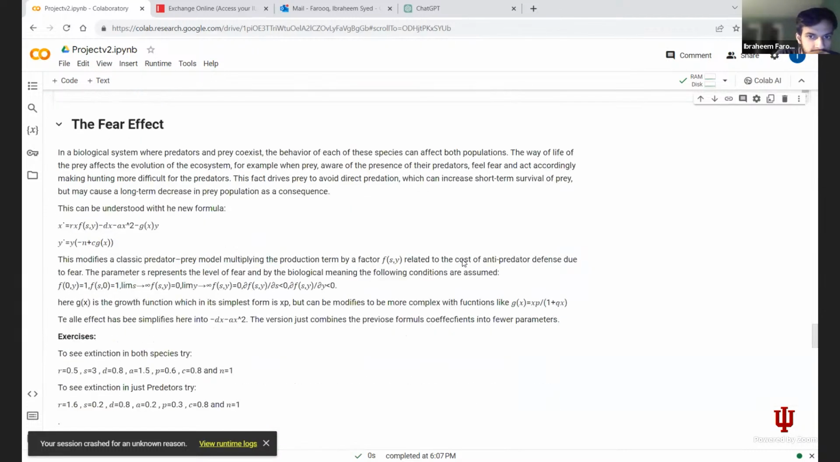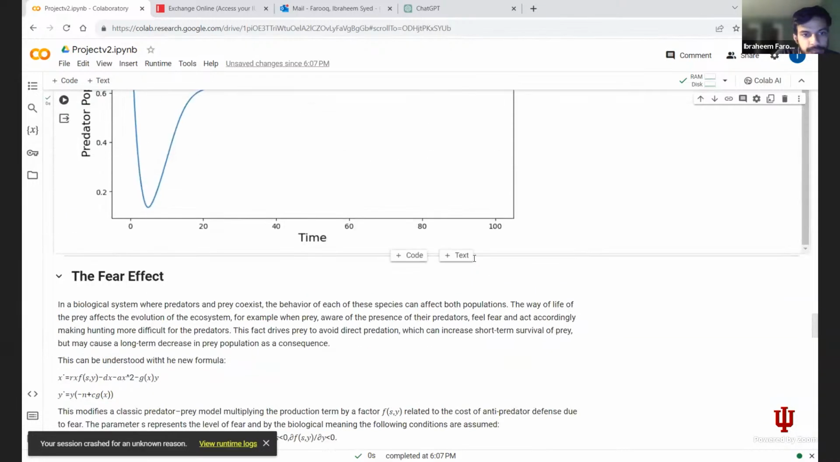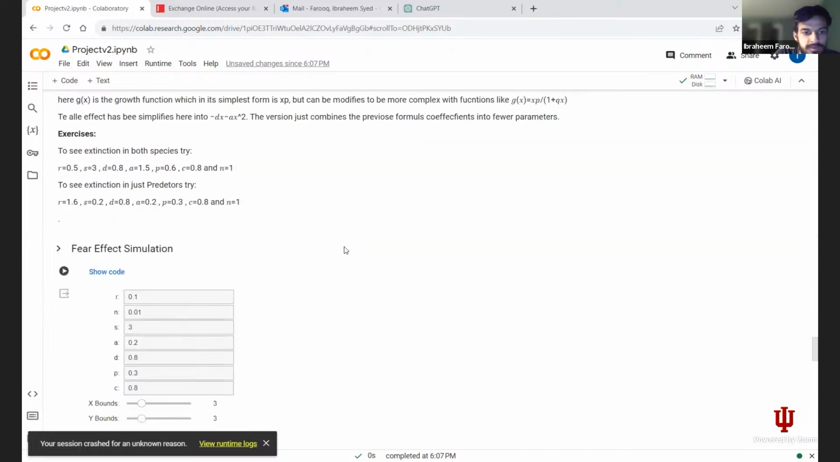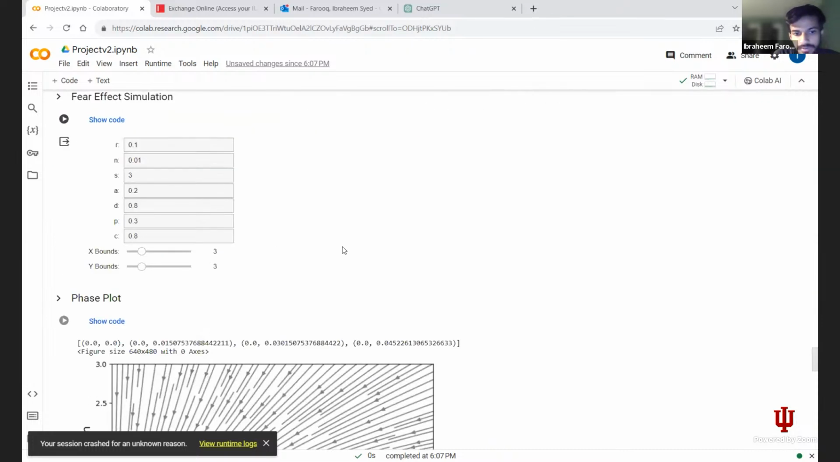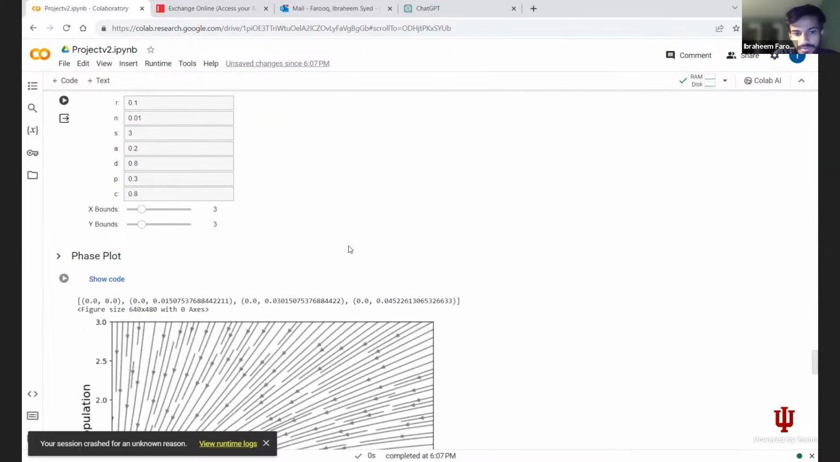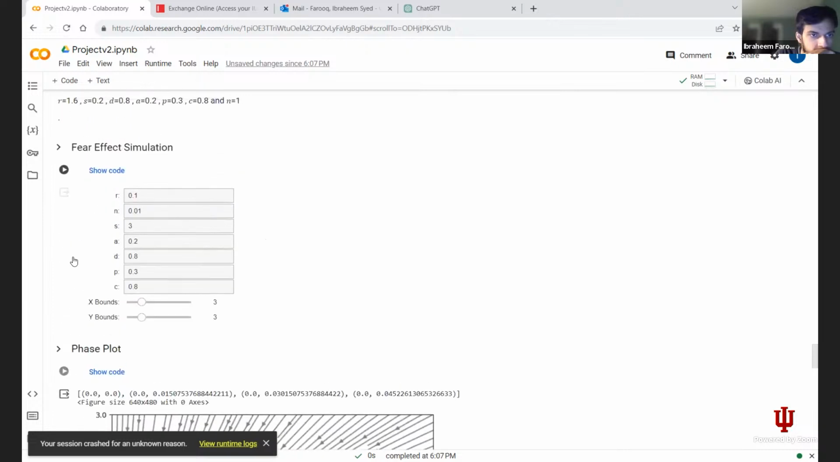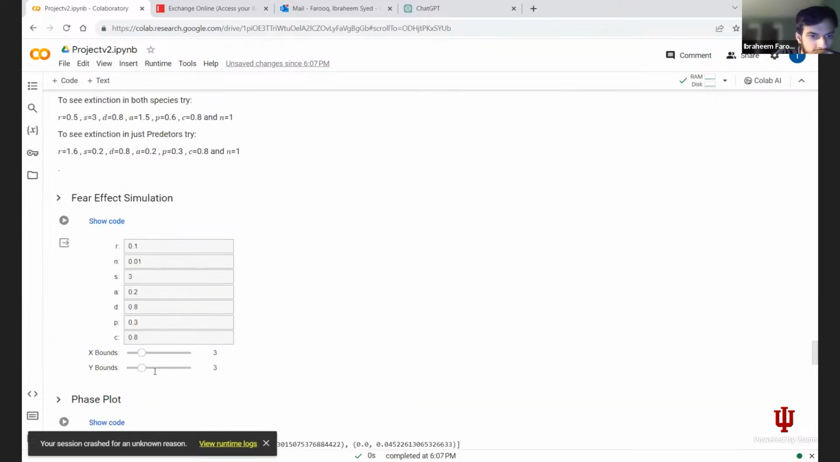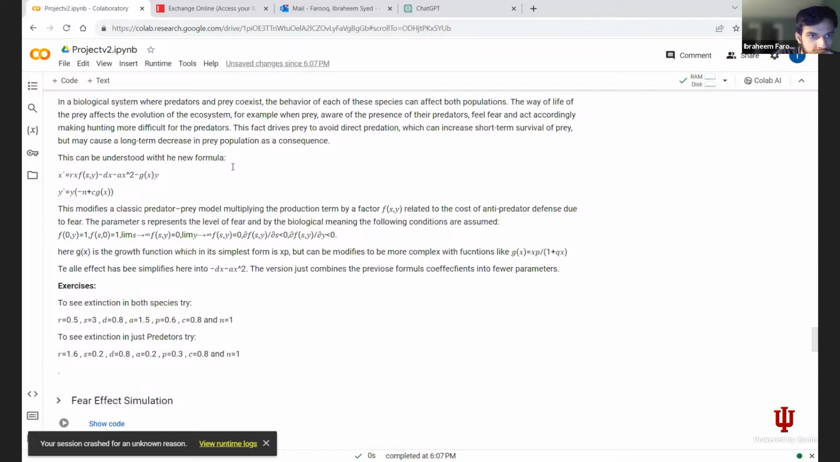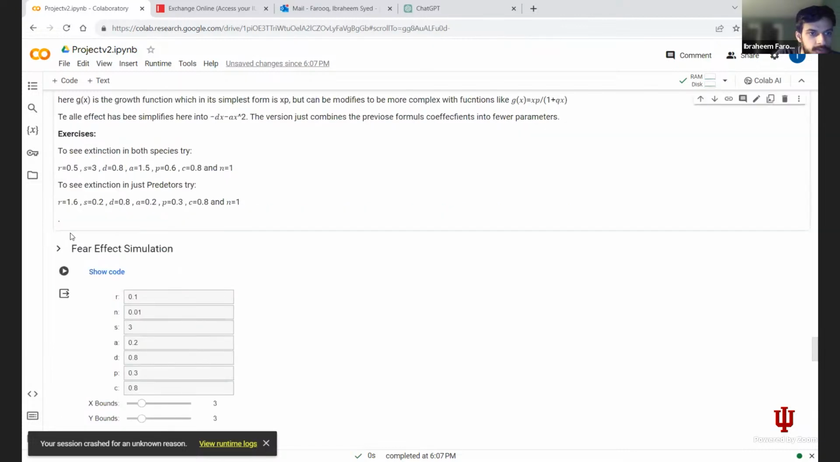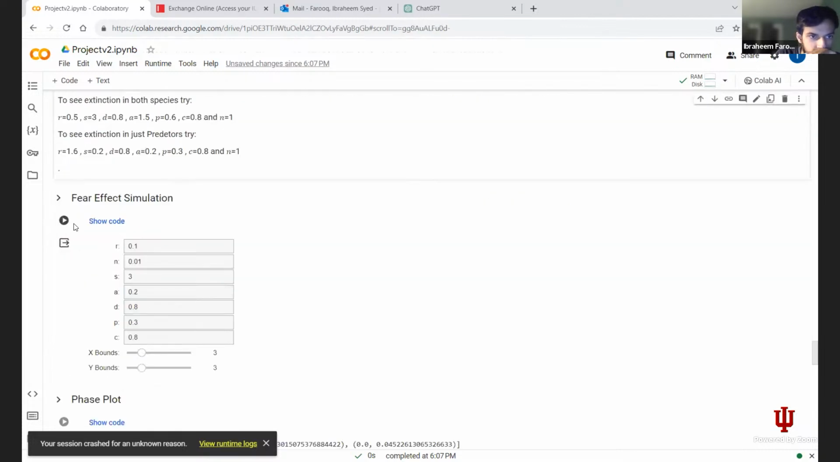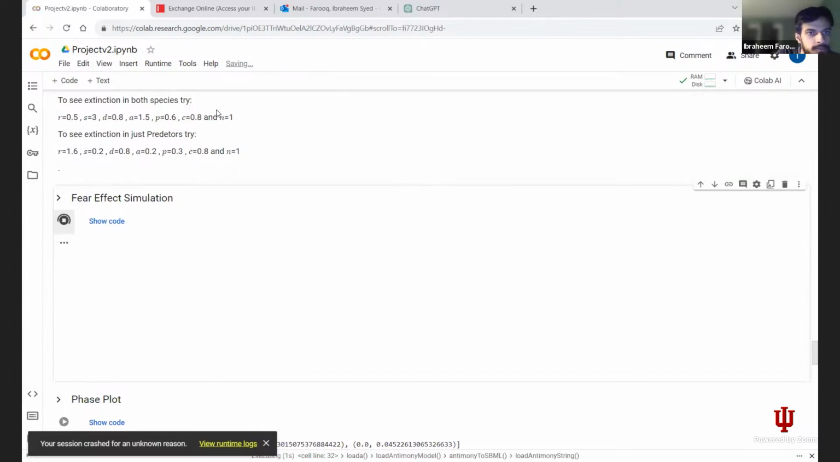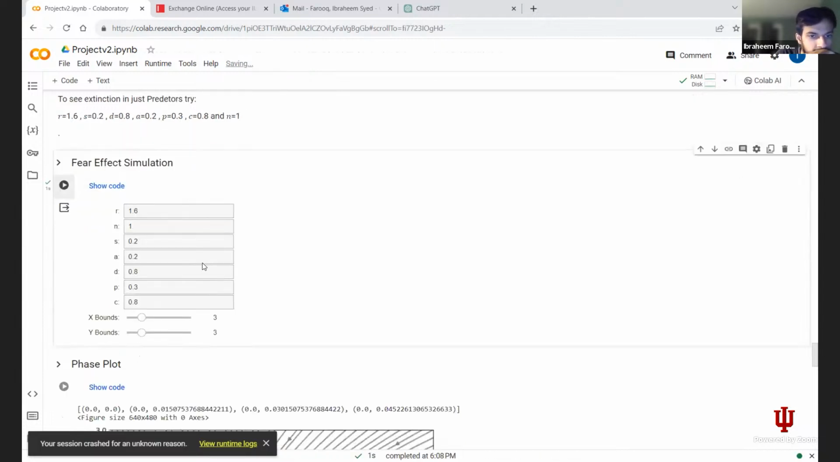So next is the fear effect. Yeah, the fear effect basically functions similarly. We have an example that I made, one specific exercise. Let's see if we can do that one. It should set it to my previous one. Yep, okay.